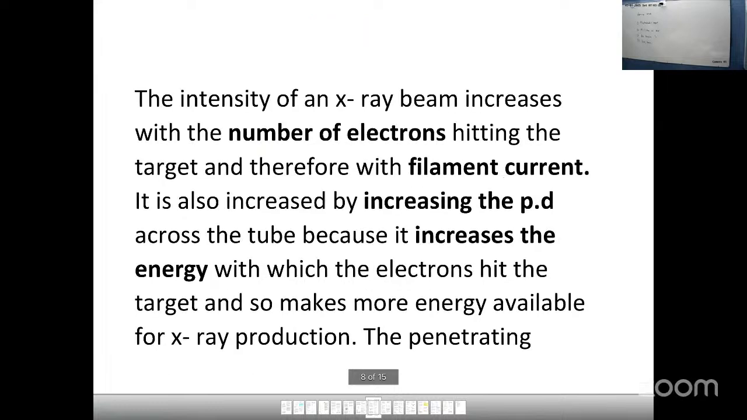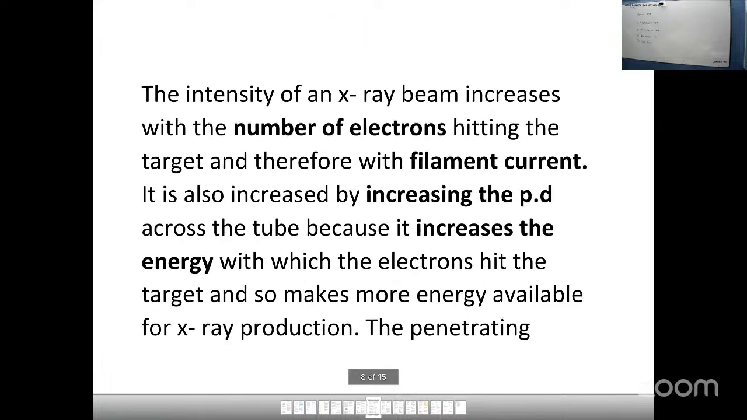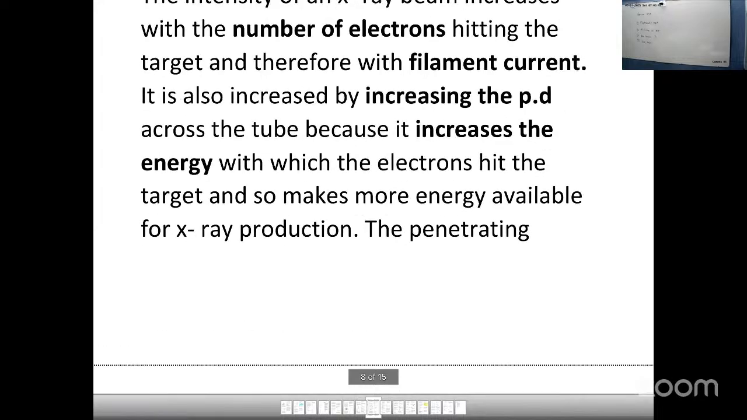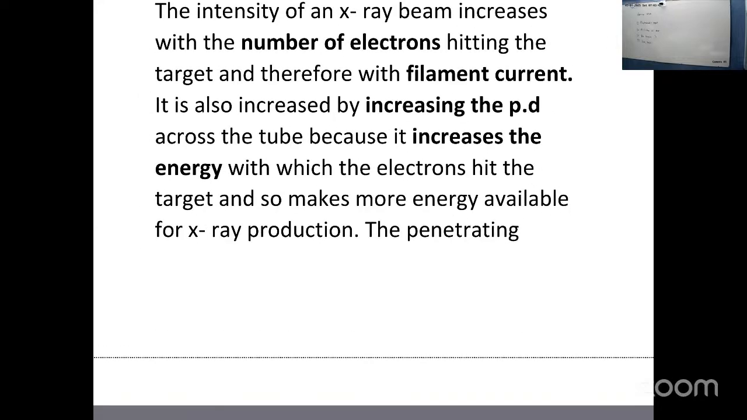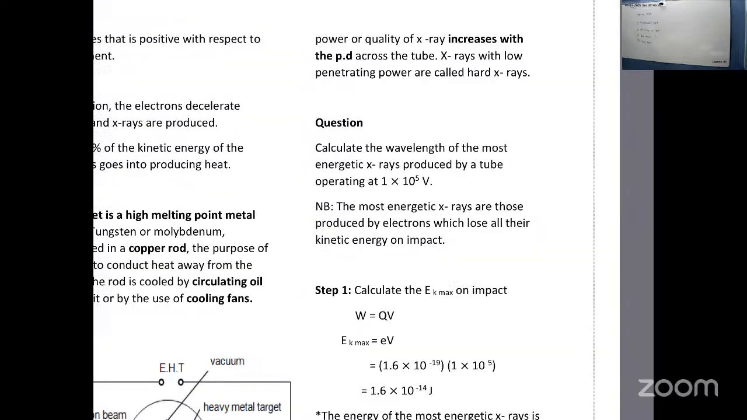The intensity of the X-ray beam increases with the number of electrons hitting the target, and therefore the filament current controls the intensity of the X-ray. It is also increased by increasing the PD, which increases the energy with which the electrons hit the target, making more energy available for the X-ray production.